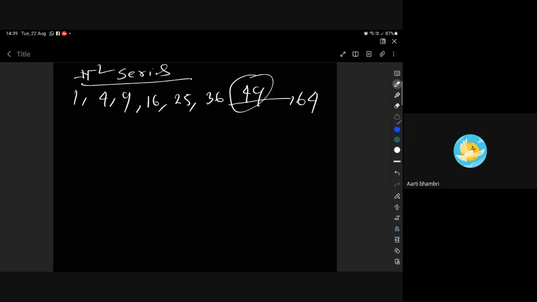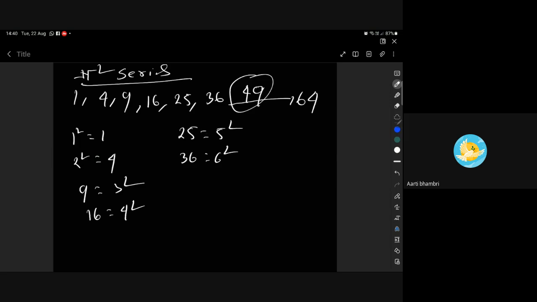7 square, 49. Because if you try to follow the rules of addition and multiplication, it will not work here. So next you have to try the n square series. N square means, see, 1 square is equal to 1, 2 square equal to 4, 9 we can write as 3 square, then 16 as 4 square, then 25 as 5 square, 36 as 6 square. So obviously the next will be 7 square, which is 49. Correct? So this is an example of n square series.